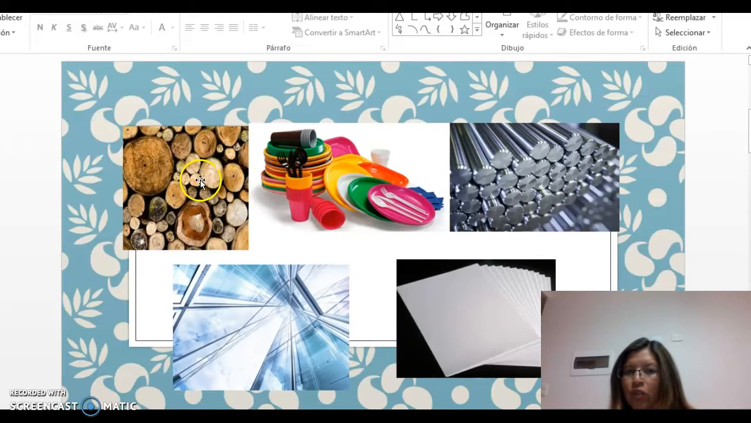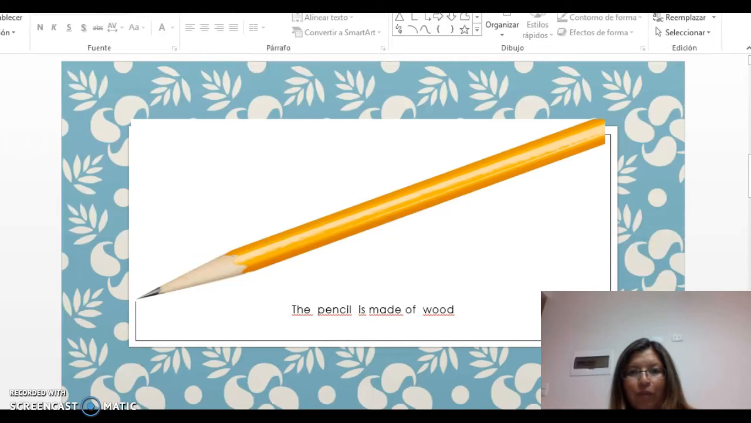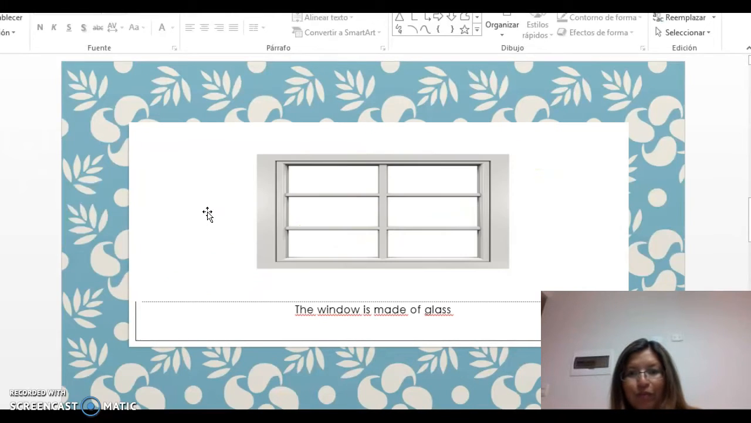To start, we are going to remember the vocabulary of the materials. So we have wood, we have plastic, we have metal, we have glass, and we have paper. So, what is this? This is a pencil. What is it made of? The pencil is made of wood.